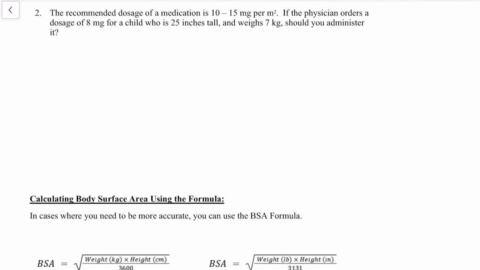So my first step is going to be to find the BSA. My second step is going to be to find the safe range for this child. And then my third step is going to be looking at what was ordered and is that safe? Should I administer it? Same question as, is that safe to do?